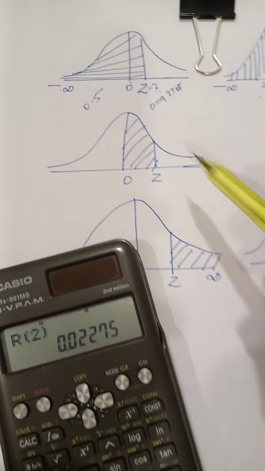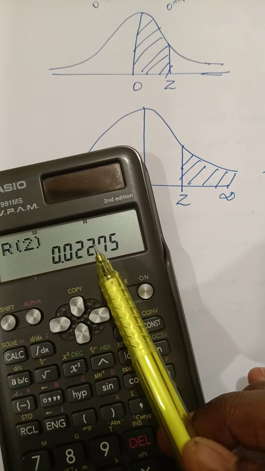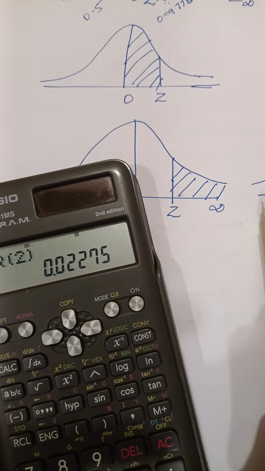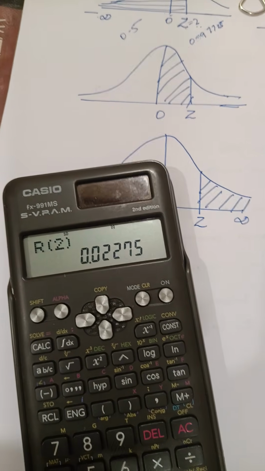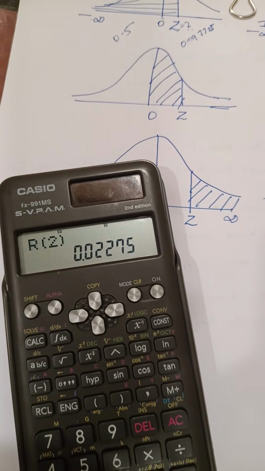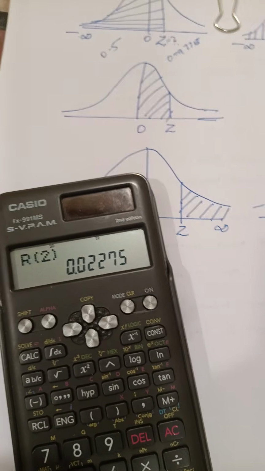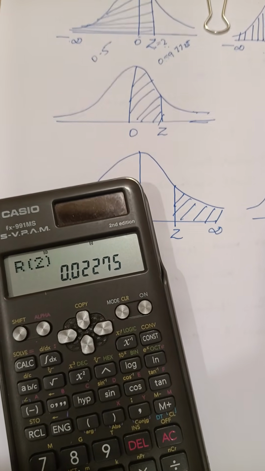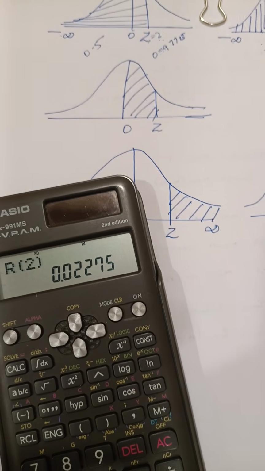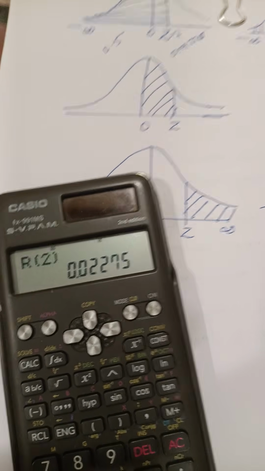Before, from minus infinity to minus 2, we got the same probability, and from 2 to infinity we are getting the same probability. Why? Because the standard normal curve is a symmetric curve. So probability from Z to infinity and minus infinity to minus Z will be the same.